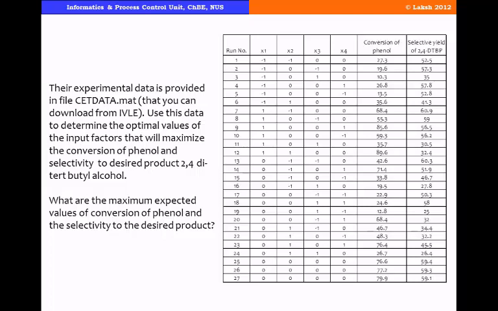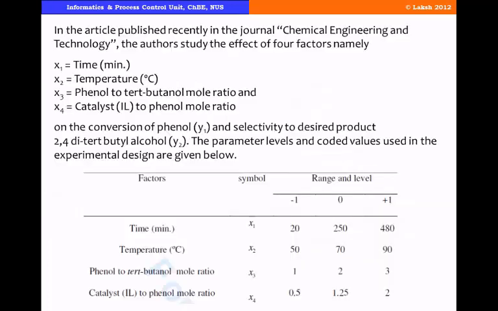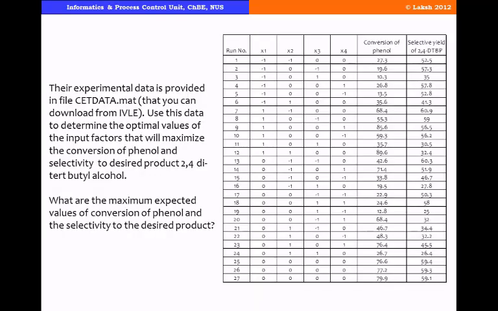So if you look at the last experiment, for example, all the variables x1, x2, x3, x4 are set at their nominal values or at their central values, alright, which would denote 250 minutes of reaction time, 70 degrees Celsius for the reactor, and the mole ratios being 2 and 1.25 respectively. This experimental setting yields a conversion of 79.9% and a selectivity of 59.1%.